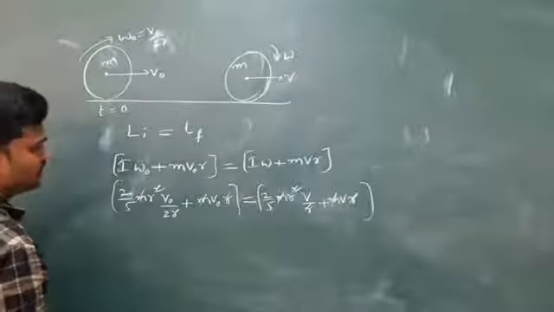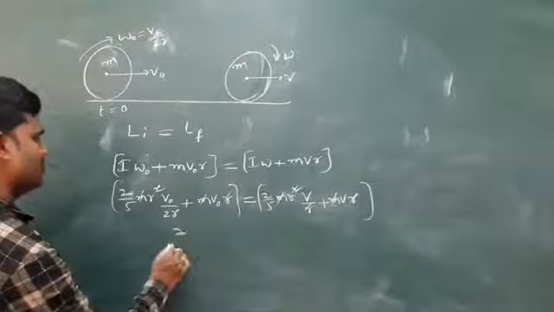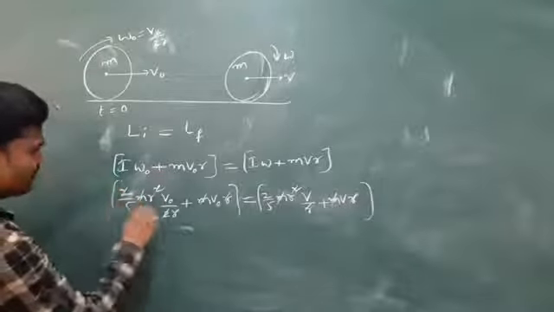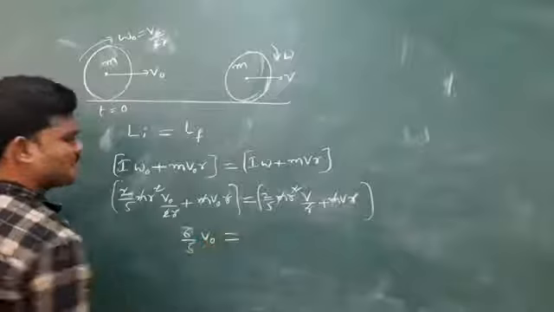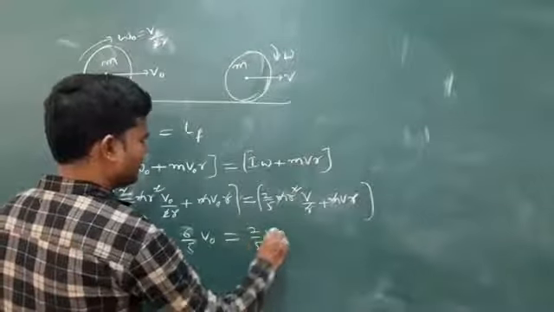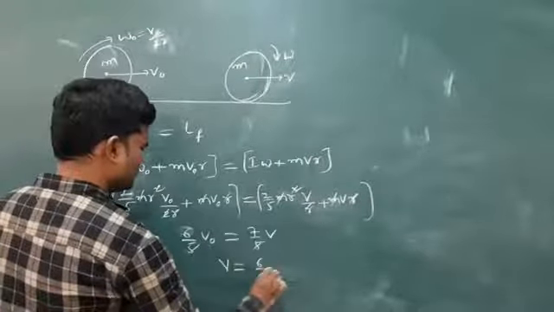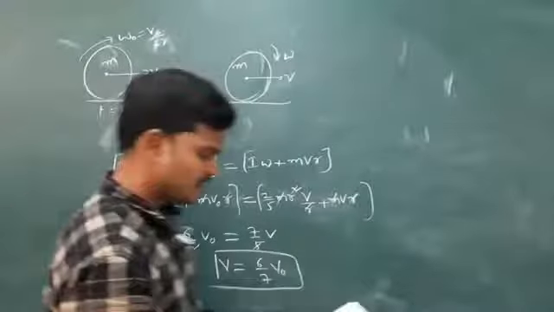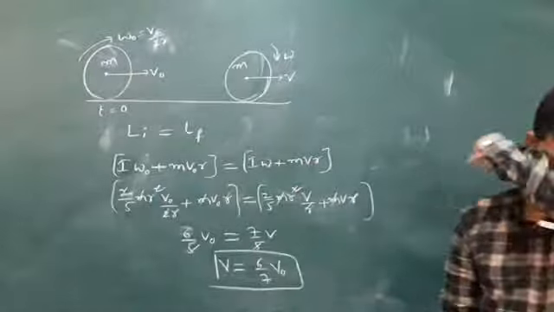2 by 5 plus v naught. So this 2 also gets cancelled out. 1 by 5 plus 1, 6 by 5 v naught. 2 by 5 plus 1, 7 by 5 v. Now v is equal to 6 by 7 v naught. Verify the calculations. So I got v equal to 6 by 7 v naught. Okay.